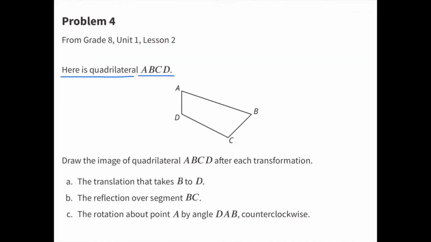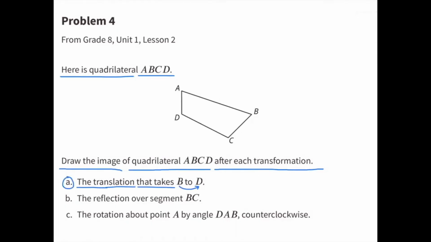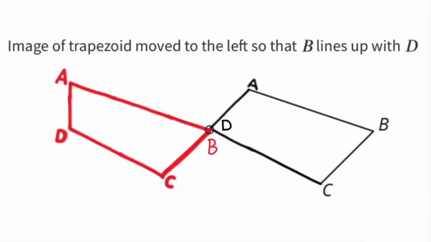Number 4. Here is quadrilateral ABCD. Draw the image of quadrilateral ABCD after each transformation. A. The translation that takes B to D. The image moved to the left so that B lines up with D.